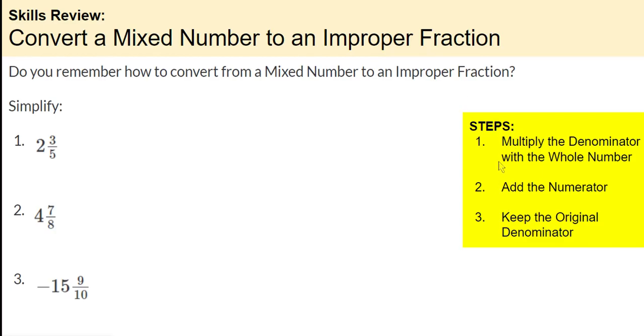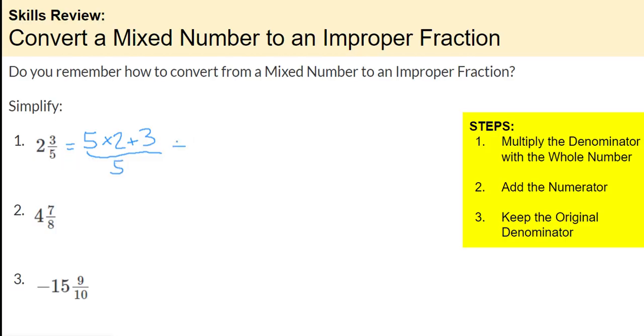So here are the steps. Step one, multiply the denominator with the whole number, and then add the numerator. So what do I mean by that? I'm kind of doing step one and step two together. I'm going to multiply the denominator 5 with the whole number, so 5 times 2, the whole number is the big number, and then we'll add the numerator, that's 3. So you kind of start at the bottom and circle around: 5 times 2 plus 3. And it says keep the original denominator. So I'm going to write all of this over the original denominator, which is 5.